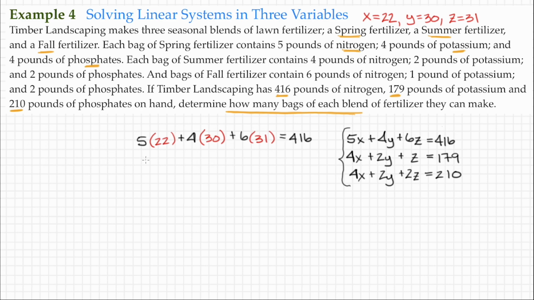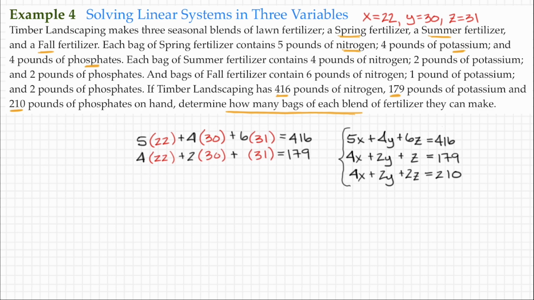Now we'll try the second equation. 4 times 22, that's 4 times x, plus 2 times 30, that's our y, plus 31, that's our z. And this should all equal 179. 4 times 22 is 88. 2 times 30 is 60. And then we have 31. 88 plus 60 plus 31 does come out to be 179, so it satisfies this equation.